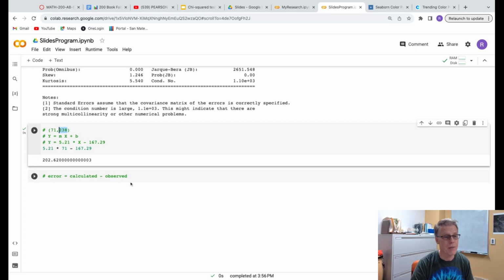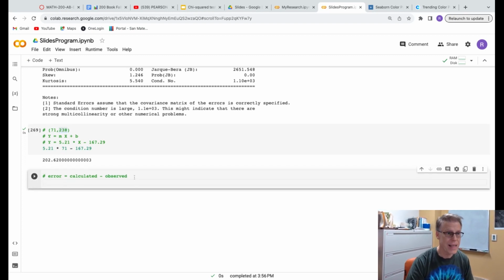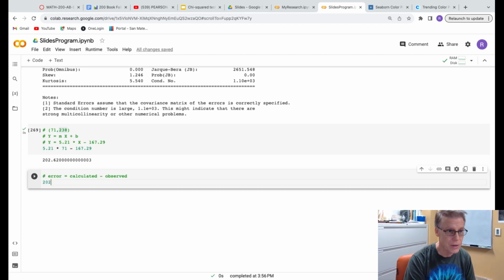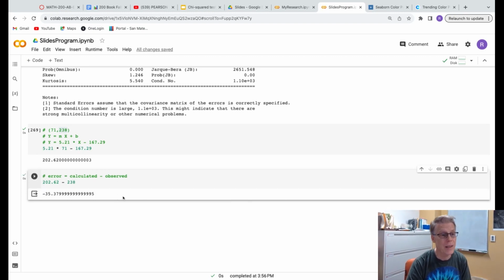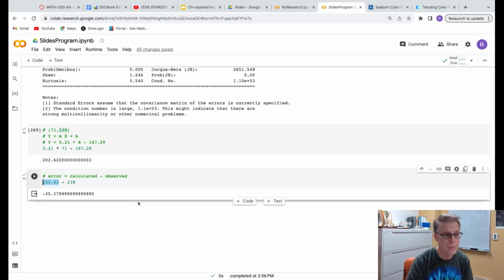So we're going to see how different it is. We're going to calculate the error, which is going to be what we got with the calculation using the fit line as the way to predict, and then take away the observed, and we have an error of negative 35.38. And that's just saying that what was predicted is below what the observation is by 35 pounds.